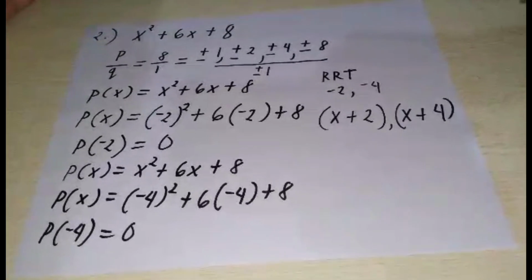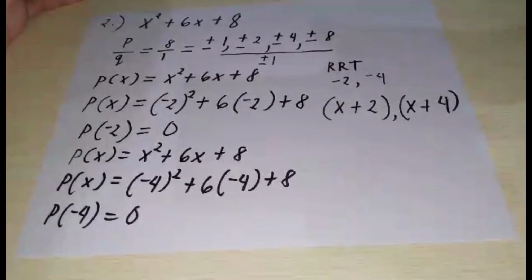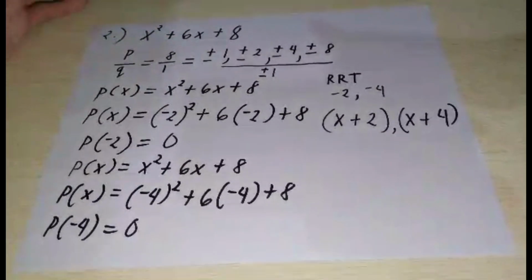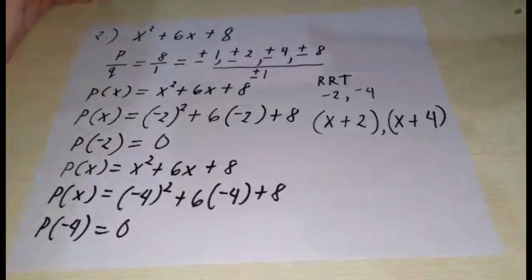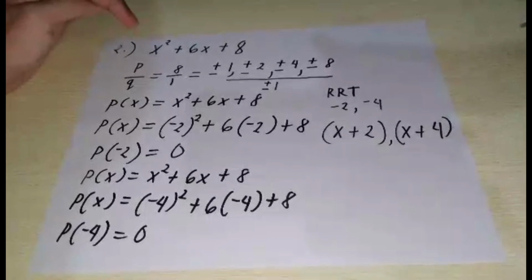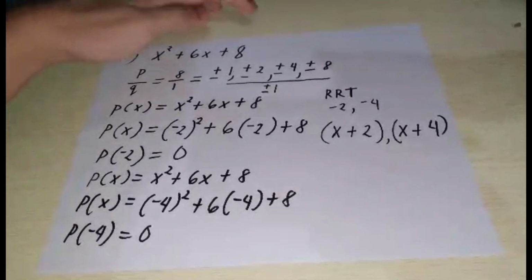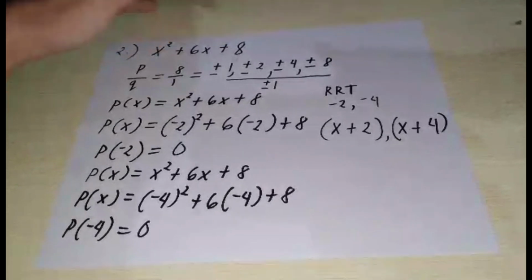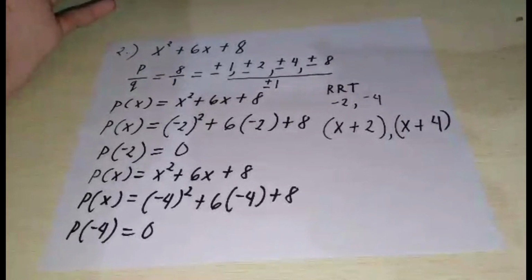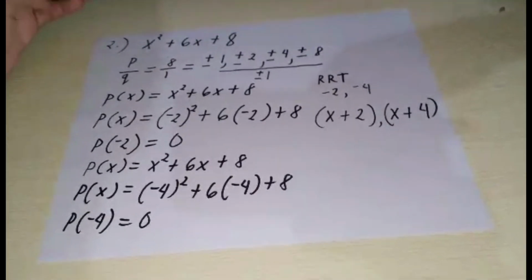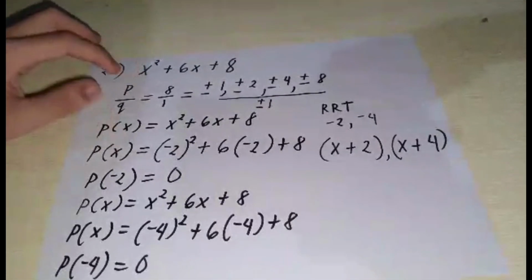Next problem, x squared plus 6x plus 8. First, we need to identify the constant term and the leading coefficient. For this problem, the constant term is positive 8 and the leading coefficient is positive 1. You need to find the possible real roots of both numbers. The possible real roots of 8 are plus or minus 1, plus or minus 2, plus or minus 4, plus or minus 8. You just need to look for the numbers that, when multiplied, give 8. For the leading coefficient, plus or minus 1 is the answer.